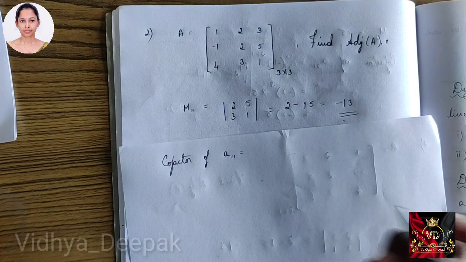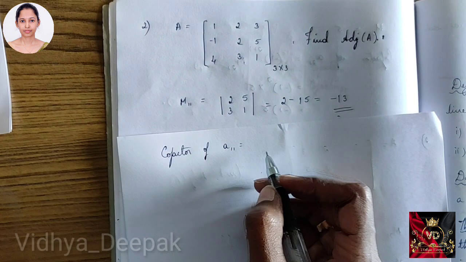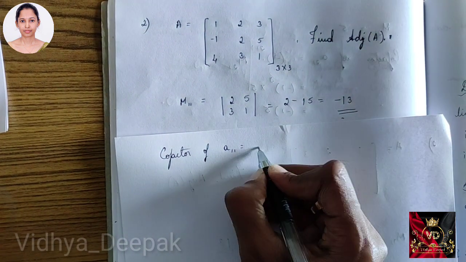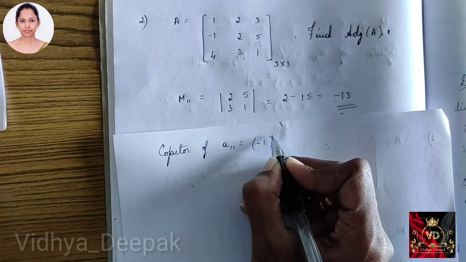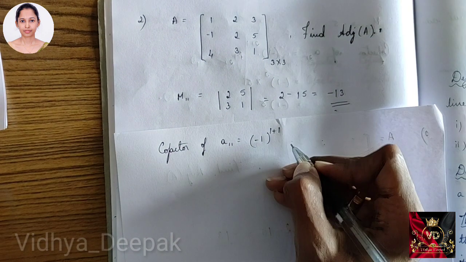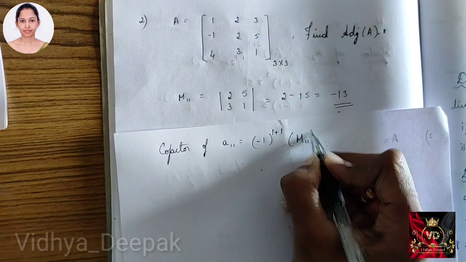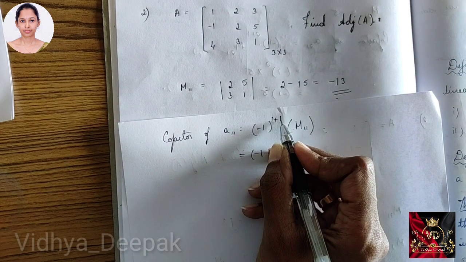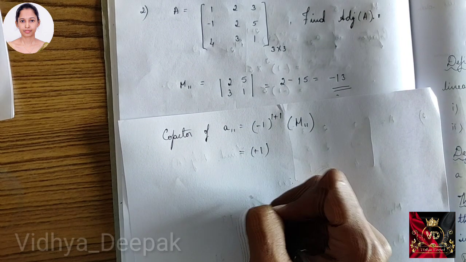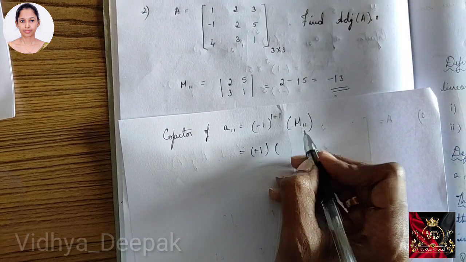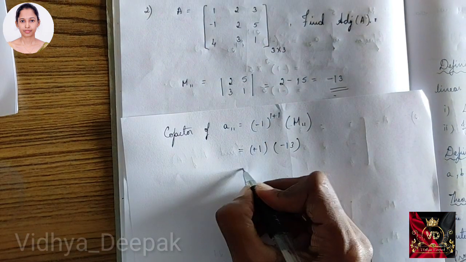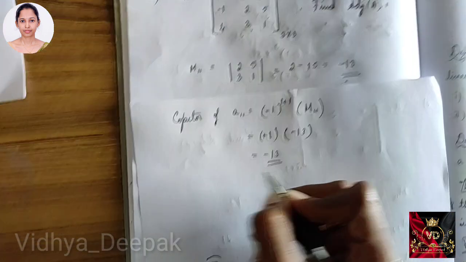So now let's find the cofactor of A11. In order to find the cofactor of A11, what was the formula? Minus 1 to the power of i plus j, that is 1 plus 1, into M11. So what do you have? Minus 1 to the power of 2 is plus 1, right? Into M11 is minus 13. So 1 into minus 13 is minus 13.